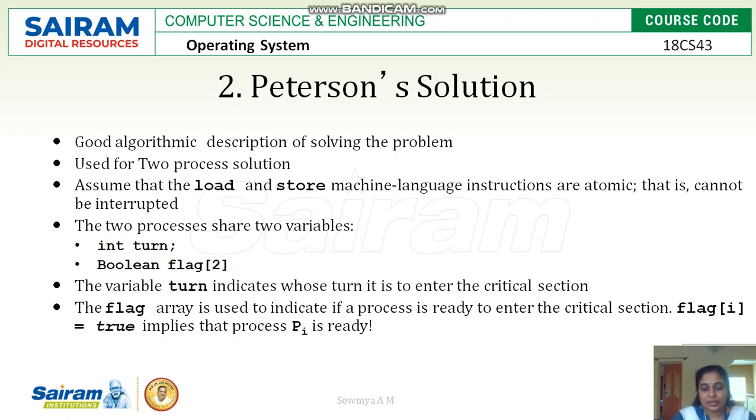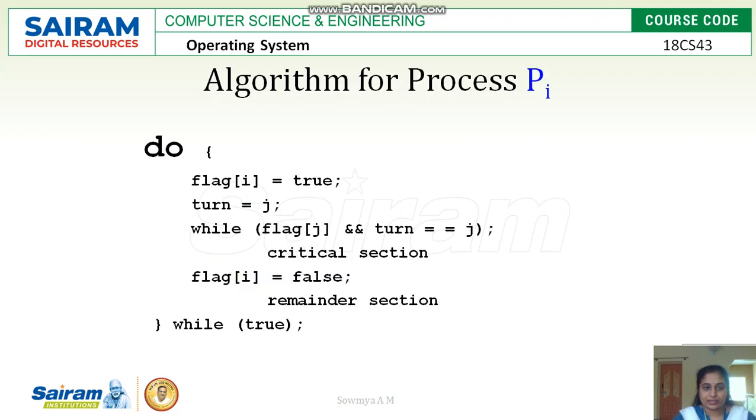Assume that there are load and store instructions that are atomic and cannot be interrupted. The two processes share two variables, an int turn and a boolean flag. The variable turn indicates whose turn it is to enter the critical section, and the flag, an array of two variables, is used to indicate that a process is ready to enter the critical section. If flag[i] is true, it implies that process Pi is ready to enter the critical section.